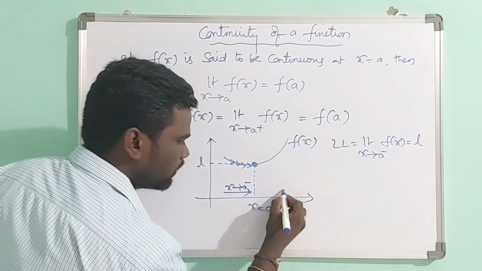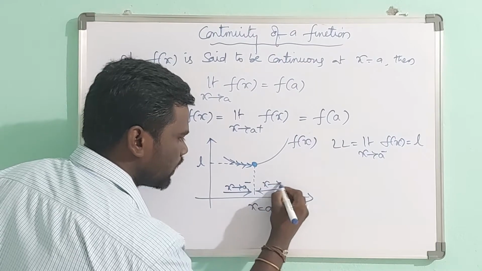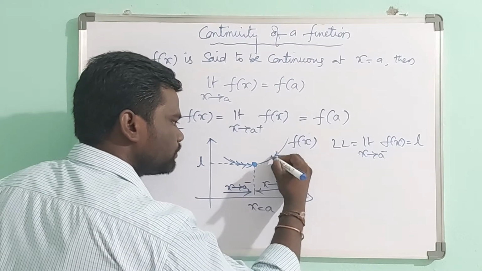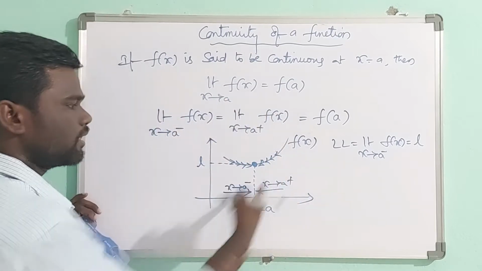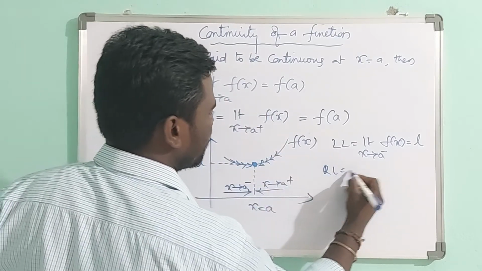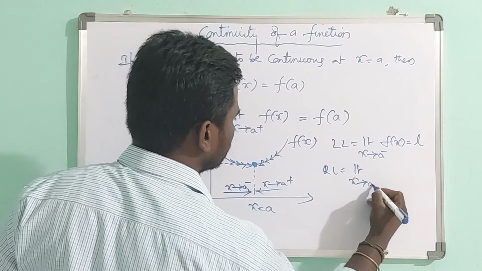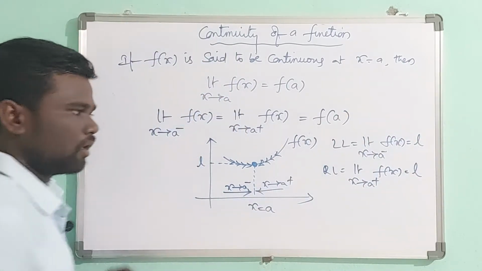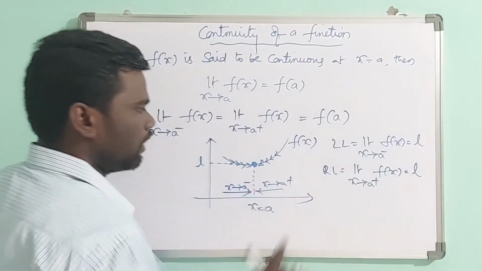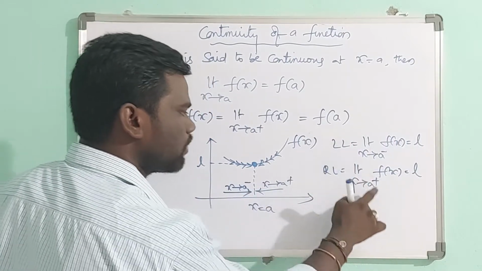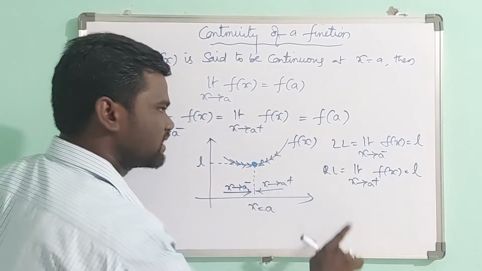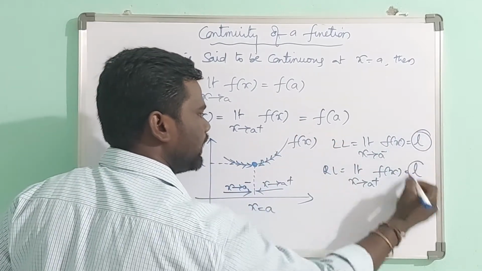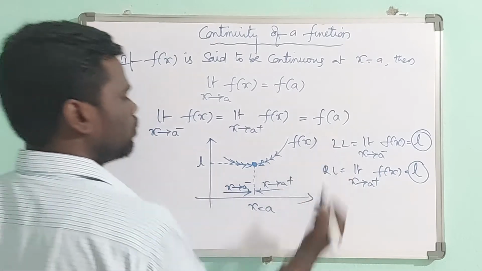Now coming to the right limit, as x value approaches a from the right side, the function approaches L. So the right limit, x tends to a plus f of x, is also equal to L. Left limit is equal to L, right limit is L. So left limit is equal to right limit, then the limit exists and the existing limit is equal to the finite quantity L.